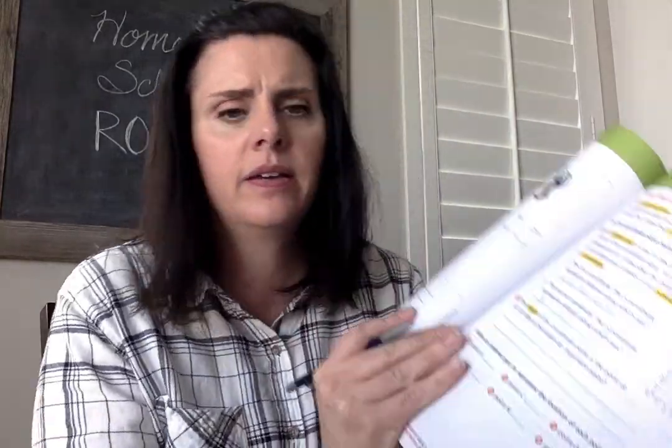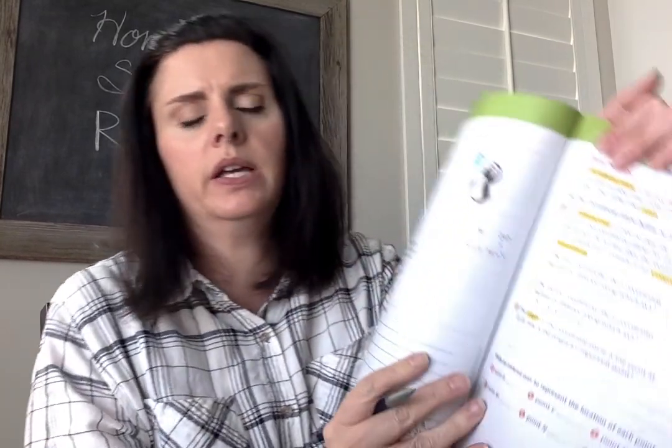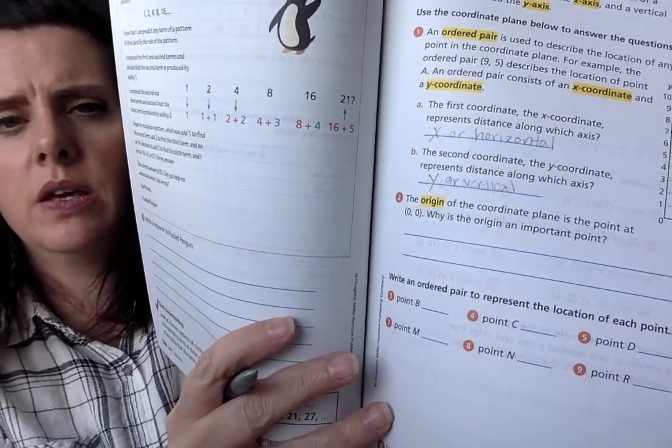Okay, I bet you can figure out the next one because we only have 2 different kinds, right? B says the second coordinate, the Y coordinate, represents distance along which axis? Okay. If the first one was the x-axis and there's only 2, do you remember what the other one's called? The y-axis. Right? What did we say the line that goes up and down is called? The vertical axis. So Y or vertical. My pencil is struggling. It must be almost out of lead, so I apologize. Y or vertical.